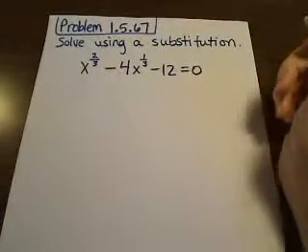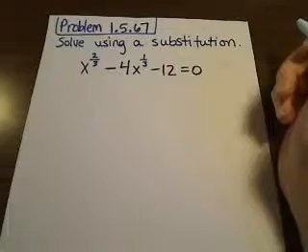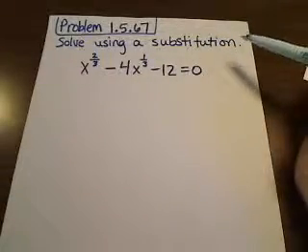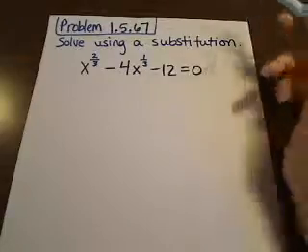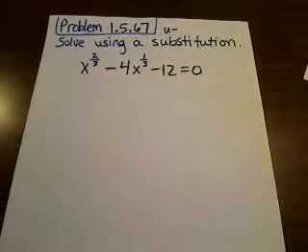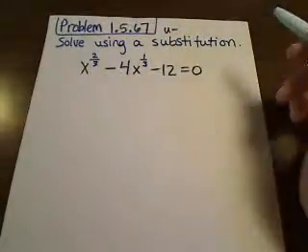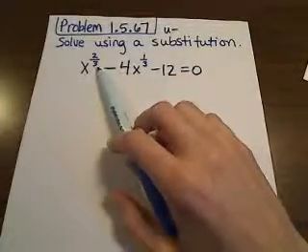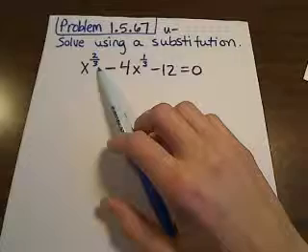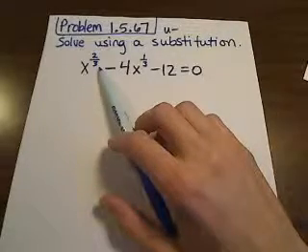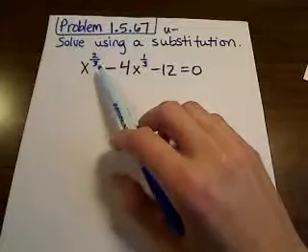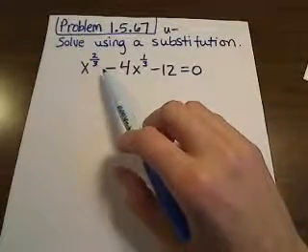Okay, so this is a problem from section 1.5, and they're asking us to solve this using a substitution. What they're actually talking about here is using a u substitution. And when we're using u substitutions, the whole goal is to get something that looks like it's in a quadratic form to actually be in a quadratic form so that we can use the tools that we use on quadratics to solve.